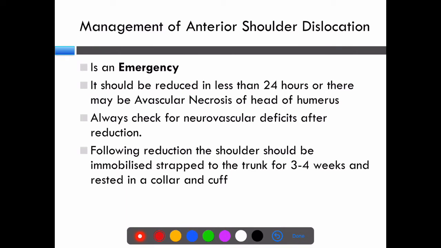So how do you manage anterior shoulder dislocation? It's always an emergency, as you know. This has to be reduced within 24 hours. Otherwise, there is fear of avascular necrosis of the humeral head. But before any attempt at correction of the dislocation, you have to check whether there is any neurovascular deficit.